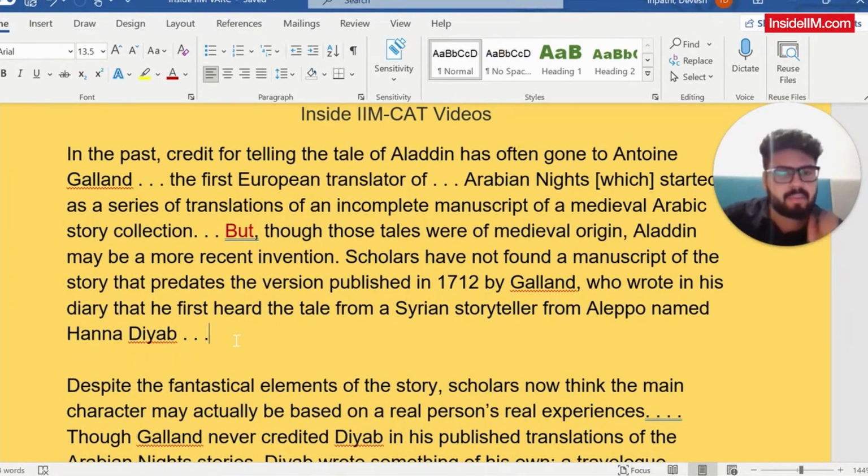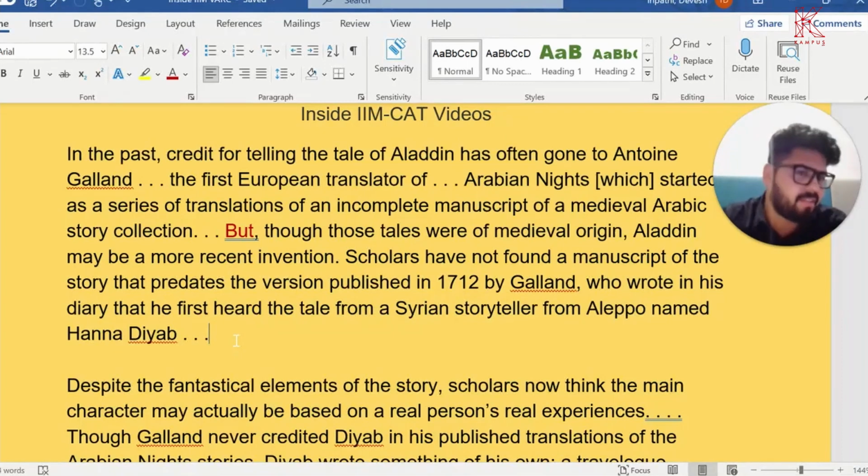And so here now the author is changing his stance. But though these tales were of medieval origin, Aladdin may be a more recent invention. So the author says even though these tales were of medieval origin, Aladdin may be a more recent invention. They're not sure, but they say it may be a more recent invention. Scholars haven't found a manuscript of the story that predates the version published in 1712 by Galland. So they haven't found any manuscript.